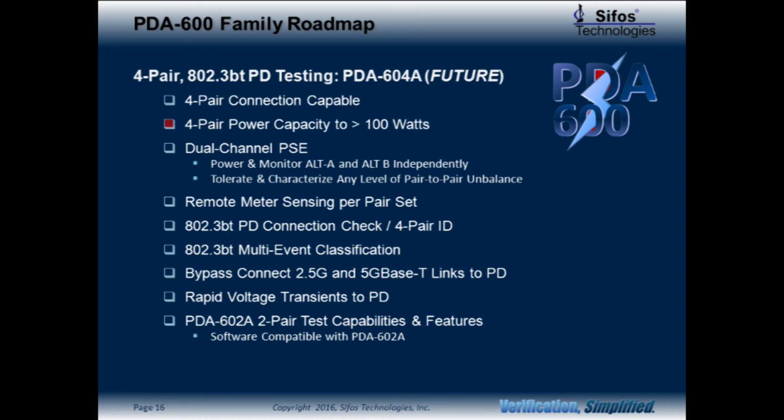The next member of this family will support 4-pair PD connections and powering with 4-pair power capacity to at least 100 watts. This instrument will mimic a dual-channel PSE that can monitor and report on Alt-A and Alt-B pair sets independently with sensing at the PD interface. To meet the needs of 802.3bt, it will include connection check features as well as flexible multi-event classification. To meet the needs of emerging enterprise wireless access points, it will support a flow-through LAN channel for LAN links such as 2.5GBASE-T and 5GBASE-T.